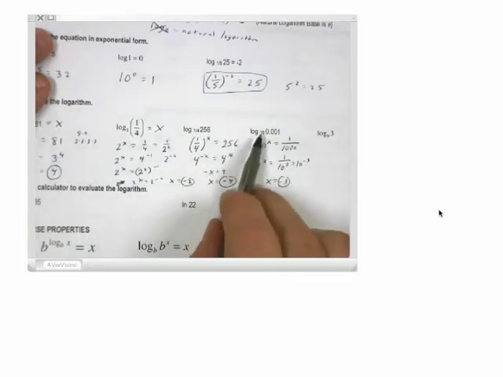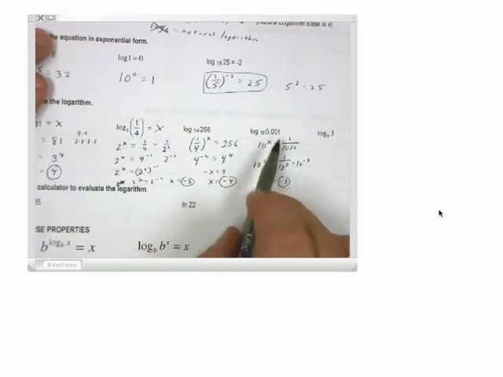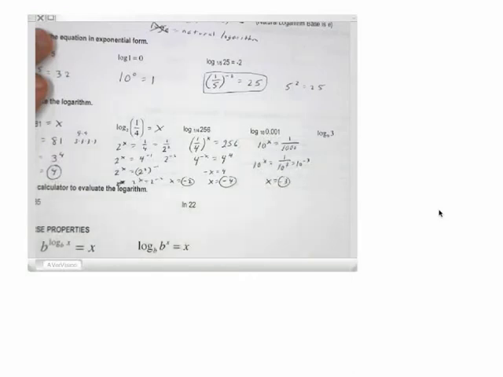Now, in the case of 0.001, the other thing I can do is I can say, well, I have to move the decimal point 3 places to the left, so I know I have to raise 10 to the negative third power to get there. Therefore, the value is going to be negative 3. Whatever works best for you.